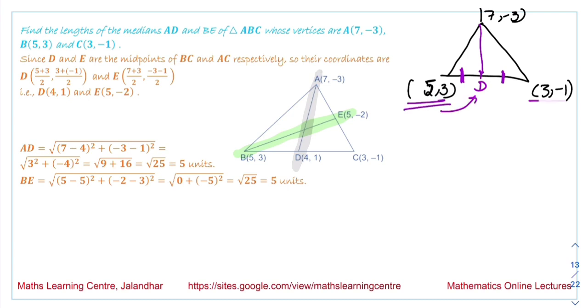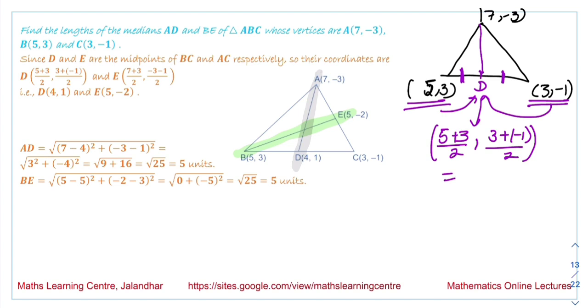D is the midpoint of these 2 points, and we know how we calculate the midpoint. It is 5 plus 3 by 2 comma 3 plus minus 1 by 2, and the answer we will get is 4 comma 1. Next we are talking about the median over here. If this point E is the midpoint, then the coordinates of this point E will be 7 plus 3 by 2 comma minus 3 plus minus 1 by 2. So the answer we will get from this is 5 comma minus 2. These are the coordinates of the point E.